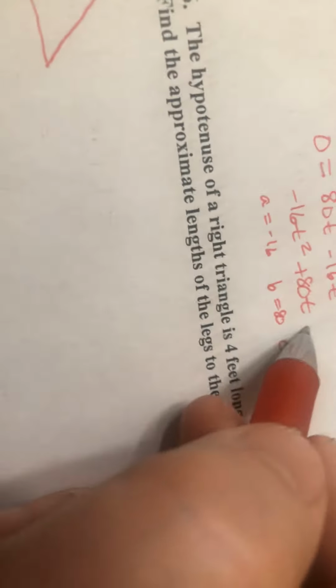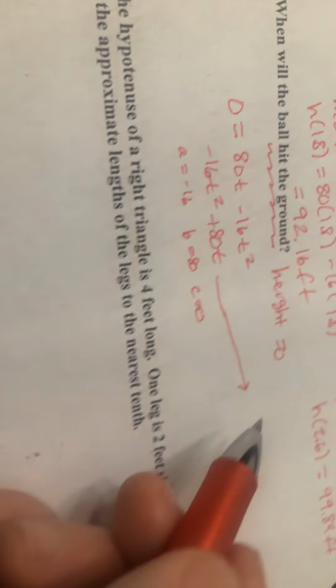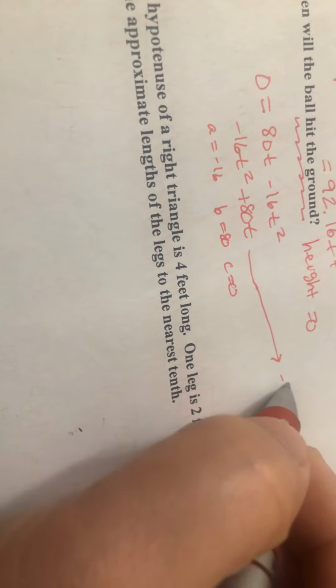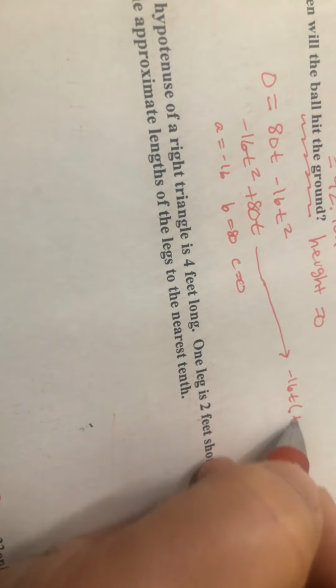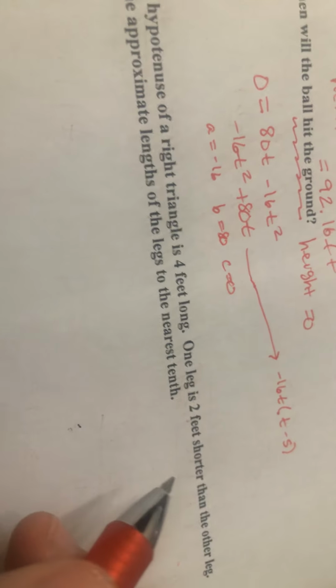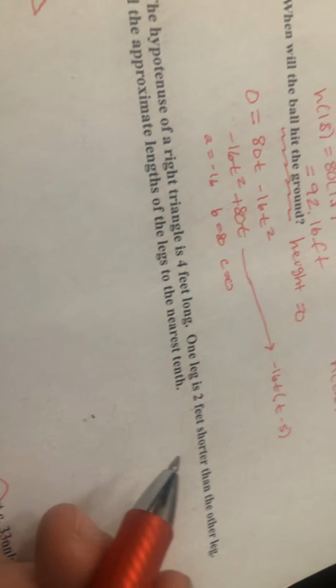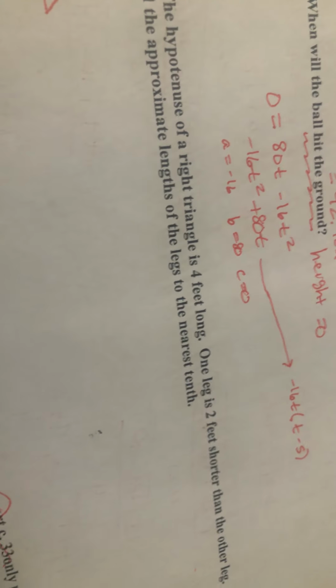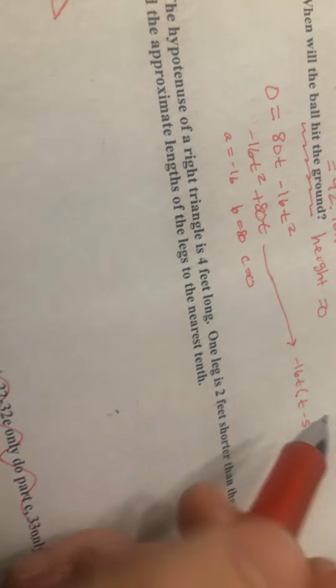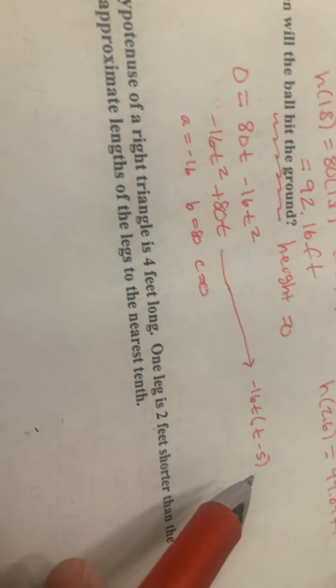However, since I'm pretty handy at factoring, I think I'm going to take out a GCF of negative 16t. So I'm going to choose to solve this quadratic by factoring instead of the quadratic formula. They didn't tell me how to solve it, so you would get the same answer if you did the quadratic formula. I just can get this guy a little quicker this way.